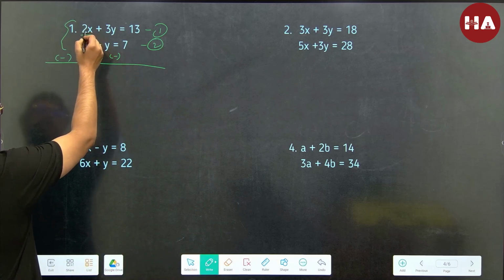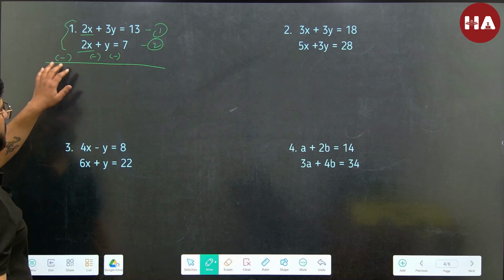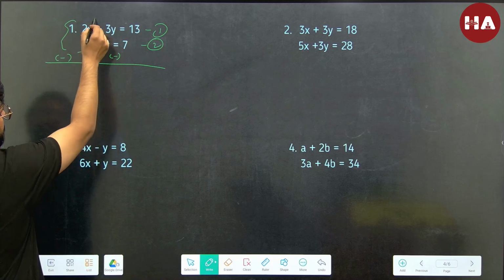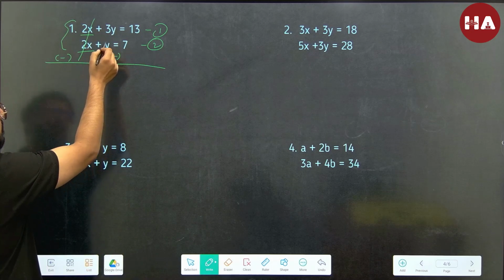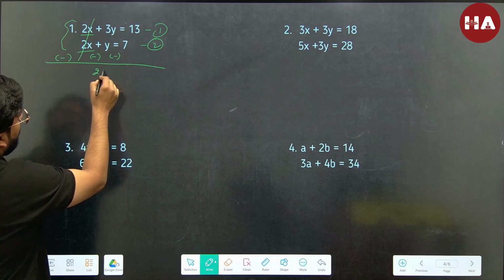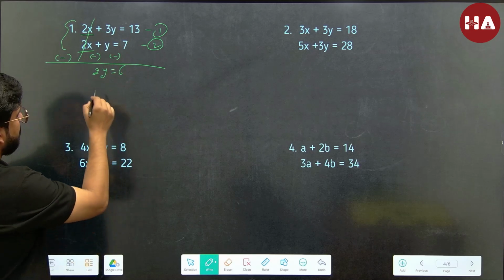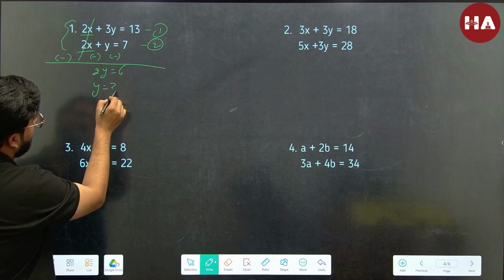Now 2x minus 2x. So this sign will be taken up by these values. So 2x minus 2x, this will cancel out. 3y minus y will be equals to 2y. 13 minus 7 will be equals to 6. So value for y is coming as to be 3.